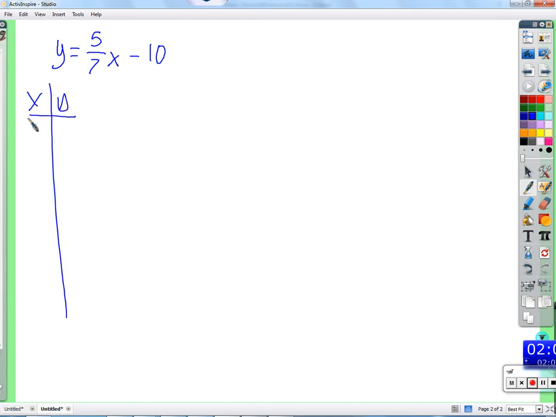And again, the choice for plugging in something for x is ours. We can choose anything we want. We want to choose the easy ones. Plugging in one, not the easiest thing to do. Two, not the easiest thing to do. What would be the easiest number to plug in for x? Zero. Plug in a zero. Why? Because zero times anything is zero, so we're just left with negative 10.